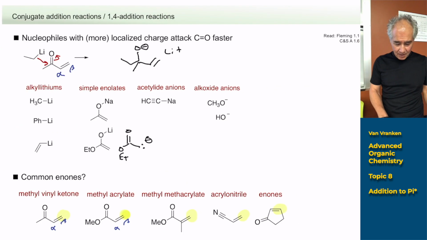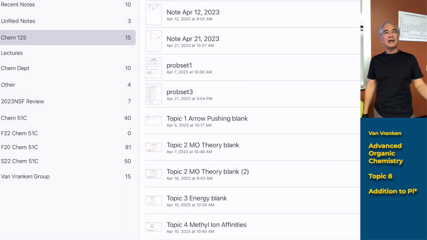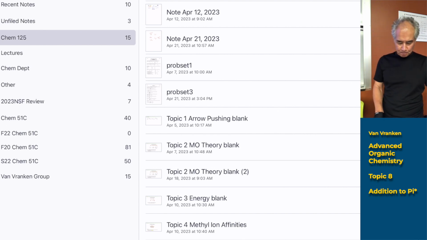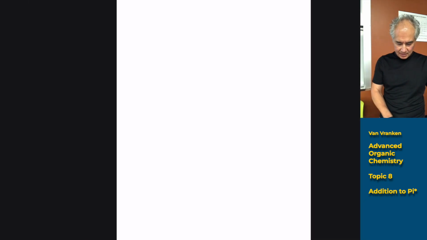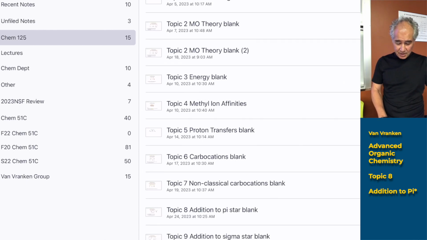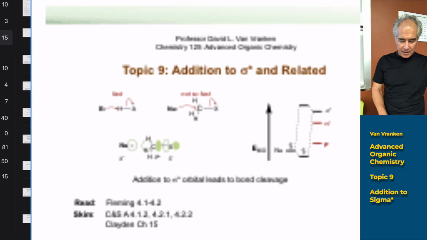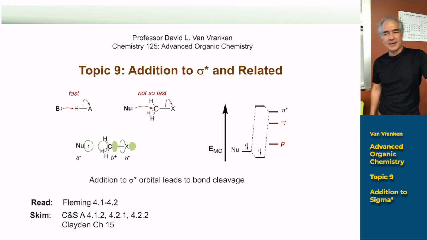Okay, all right, so that's pi star. Mostly addition to carbonyls, but iminium ions are important. Let me just make sure I got to the end of that. Was there one last slide? No, there was not. Okay, let's switch gears in a big way away from adding to pi star. Pi star is where it's at.